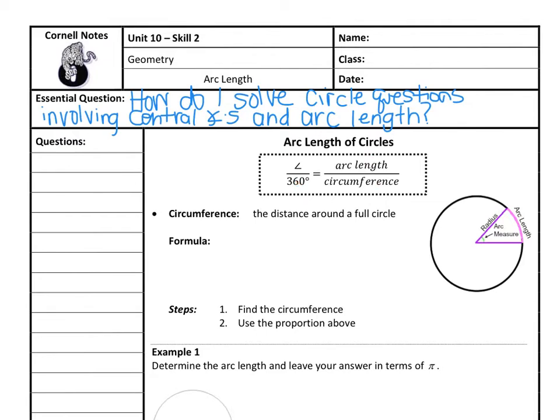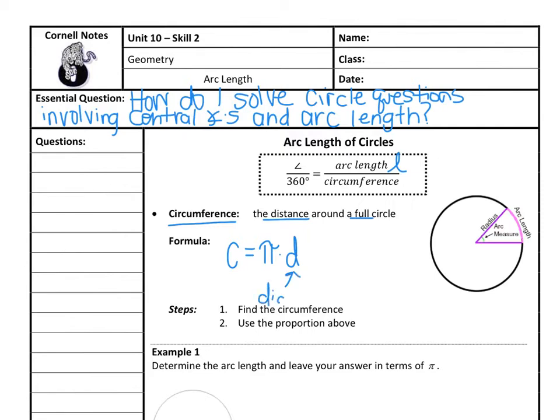Okay, and something that we want to make sure that we know is that for arc length, we're usually going to use the symbol L, and then the circumference. Let's write it down here. So the circumference is the distance around a full circle, and the formula, you can write it one of two different ways. It's either pi times d, which is the diameter, which is what I usually use just because it's a little bit less of a step.